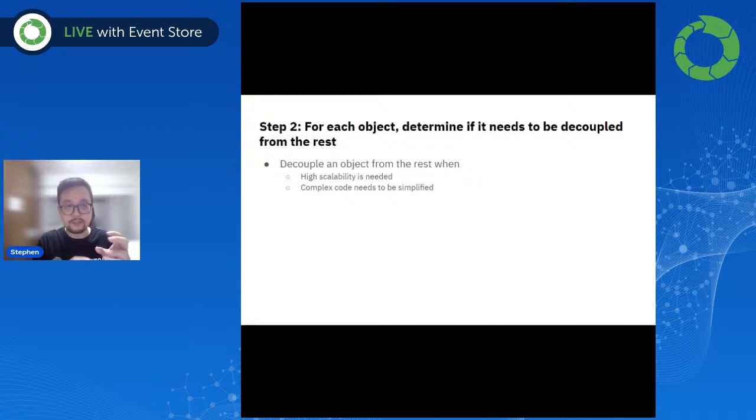And this can cause a lot of contention and excessive locking in the database, which slows down the operations. So it also slows down the operations of other objects that don't require high scalability, because being in the same boundary means that they are safe together in a transaction. And so decoupling these objects from the rest allows it to reduce contention and scale on its own.